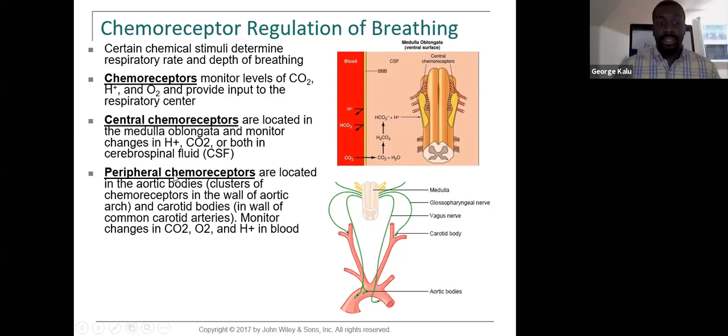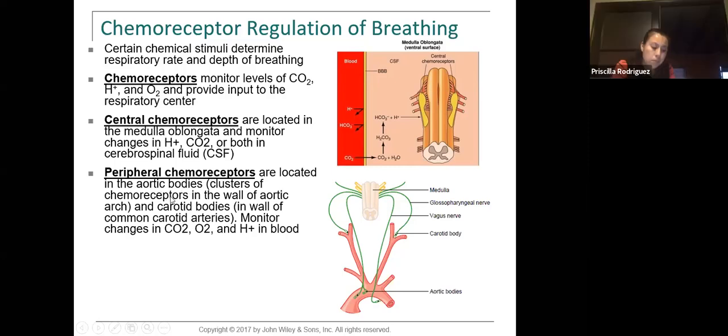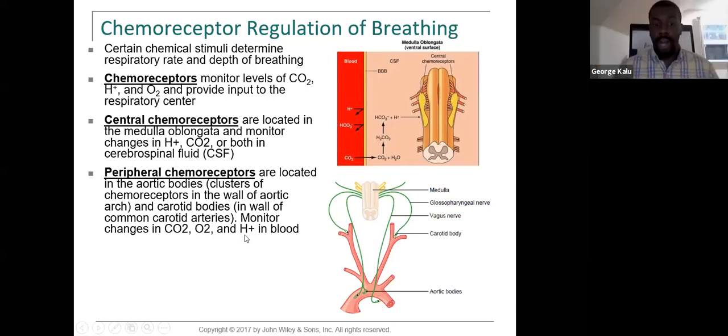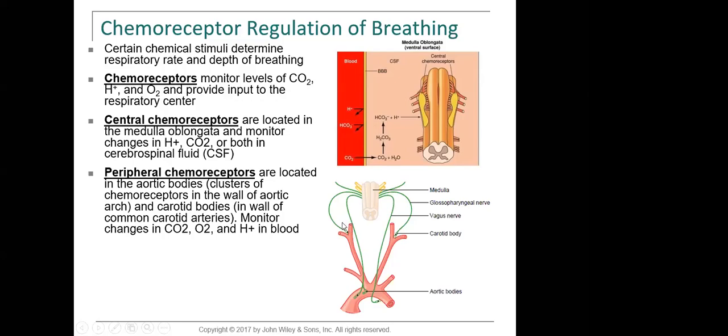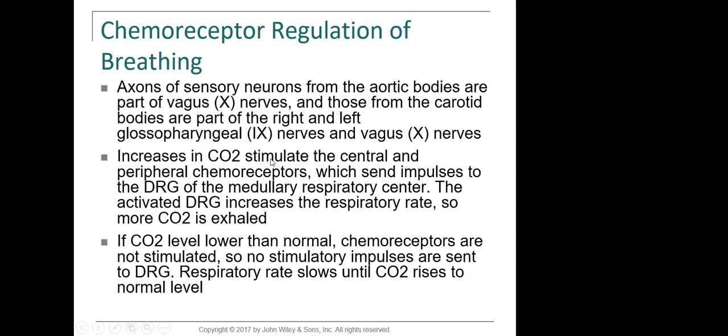The second type of chemoreceptors are going to be found inside the aorta and inside the carotid arteries, and these are called the peripheral chemoreceptors. These are found in the aorta and the carotid arteries. And again, they're going to be monitoring carbon dioxide, oxygen, and hydrogen ion levels. Okay, so those are chemoreceptors.